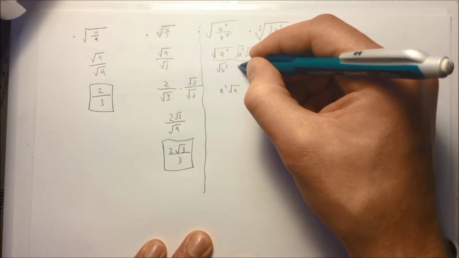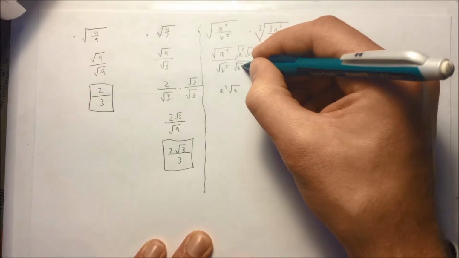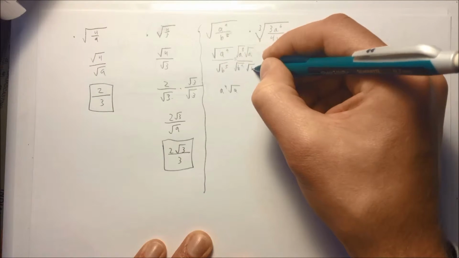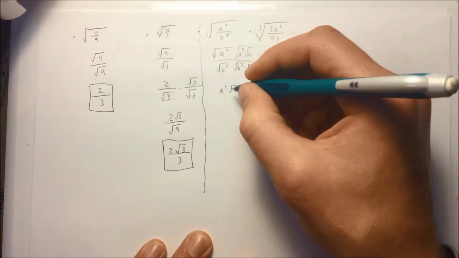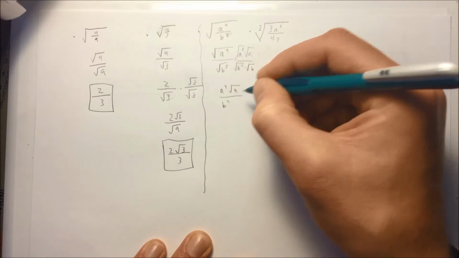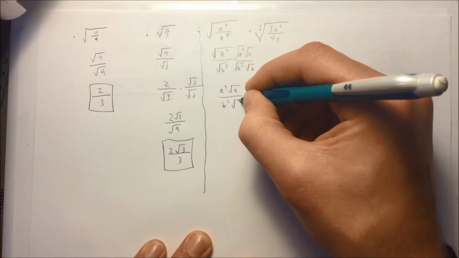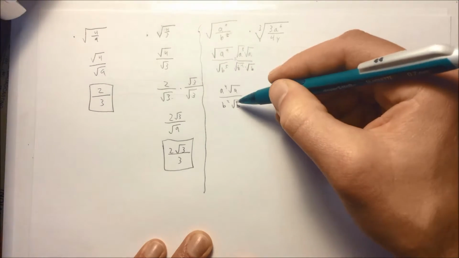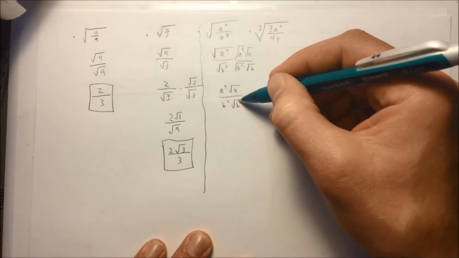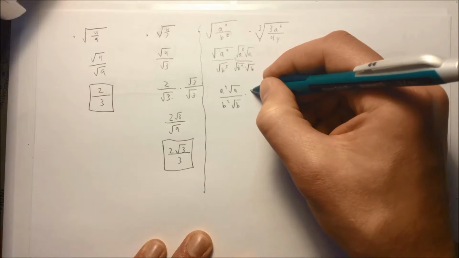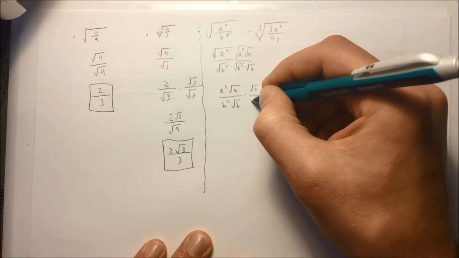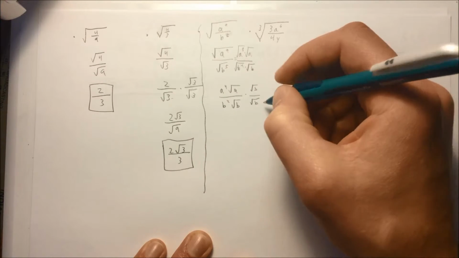B to the 5th, I can rewrite this as the square root of b to the 4th times the square root of b, because that gives me b to the 5th. Square root of b to the 4th would be b squared. Square root of b. Well, we got a square root on the bottom right here. How am I going to get rid of this? Multiply top and bottom by the square root of b over the square root of b right there.